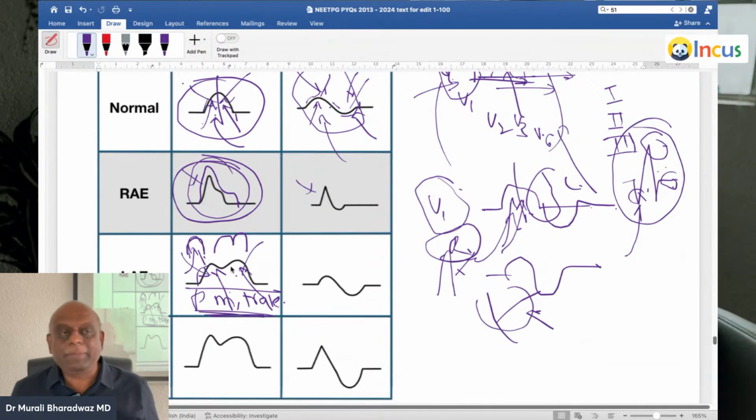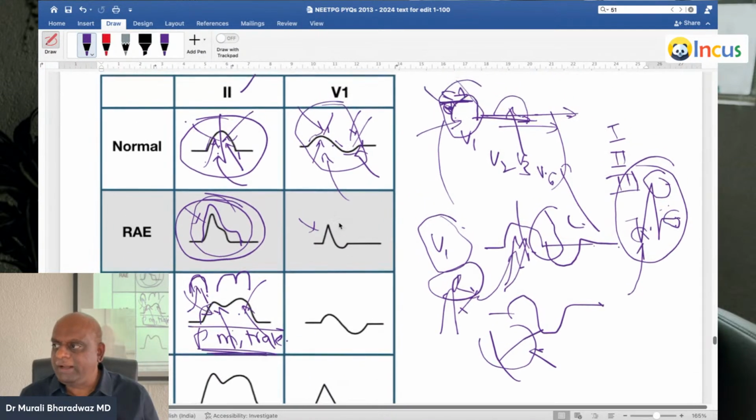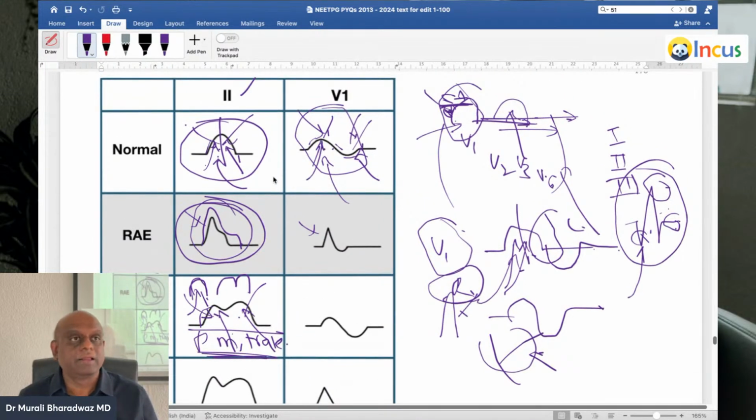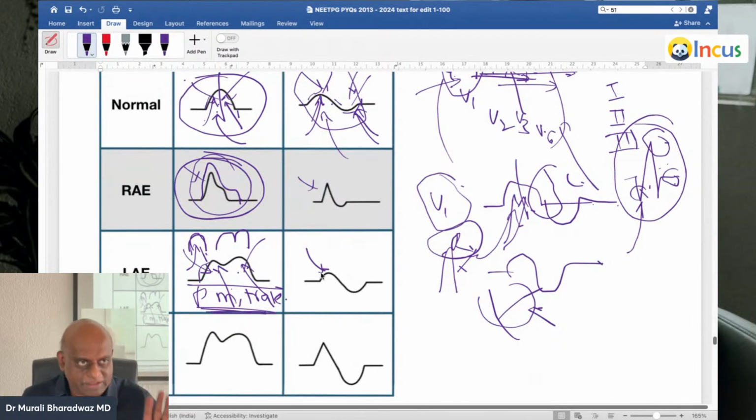Then what will happen in left atrial enlargement? Typically, normally in V1, the positivity of the RA and the negativity of the LA will be equal. But here, the positivity of RA remains the same. The negativity becomes more prominent. That is left atrial enlargement.